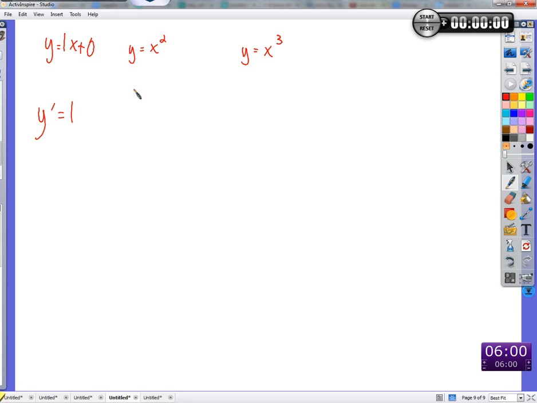How about this one? Have we found y prime for x squared? 2x. y prime equals 2x here. How about this guy? 3x squared. 3x squared.